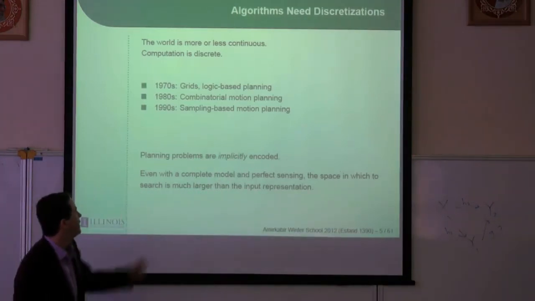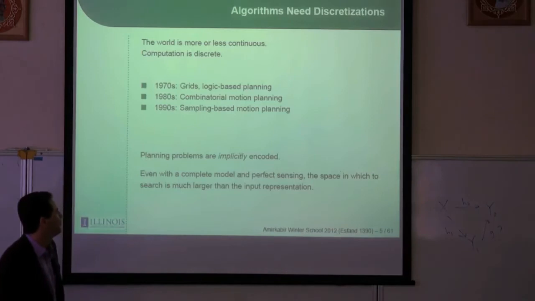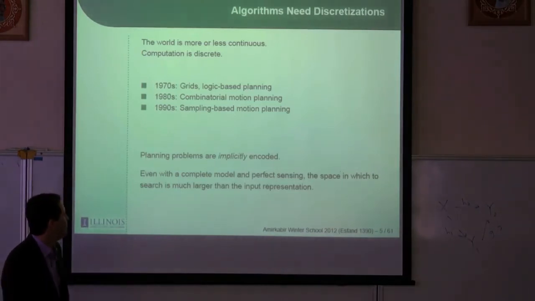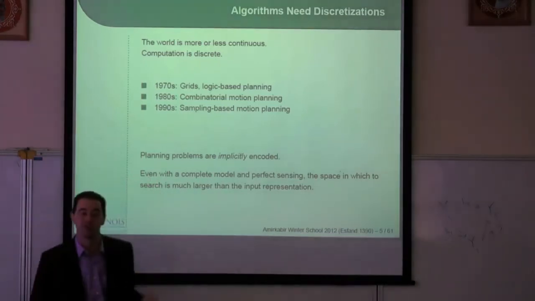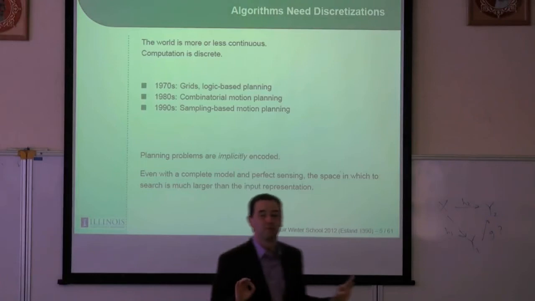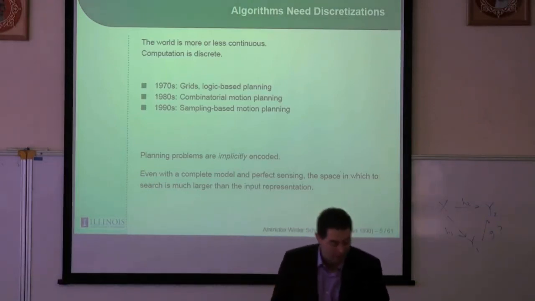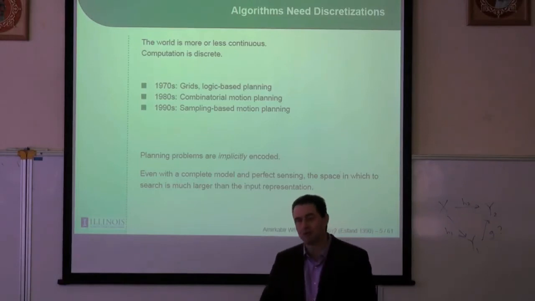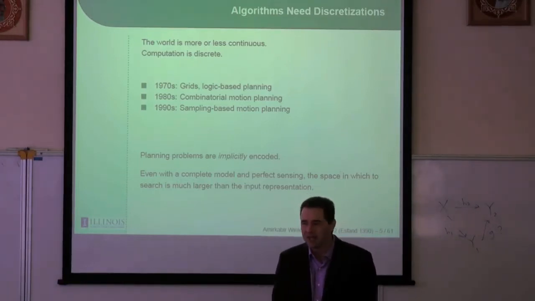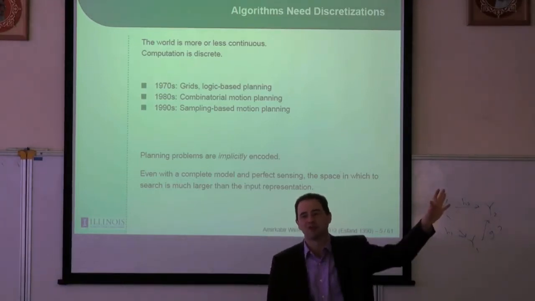Then came sampling-based planning to be practical, and I will explain that in a bit. The thing to understand about planning is that the problems are implicitly encoded in the sense that you do get input for the algorithm. The input will tell you maybe a model of the table, where the walls are, how the geometry of the robot is, but it will not tell you how the configuration space looks.